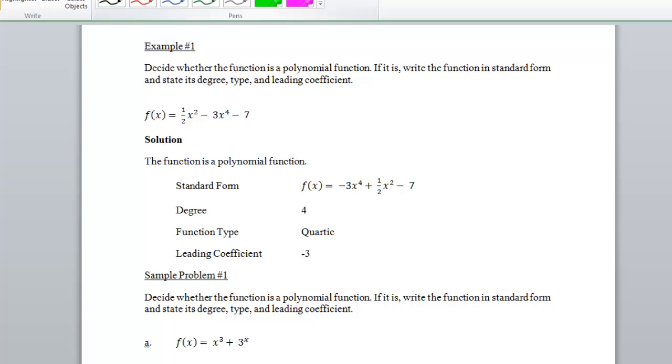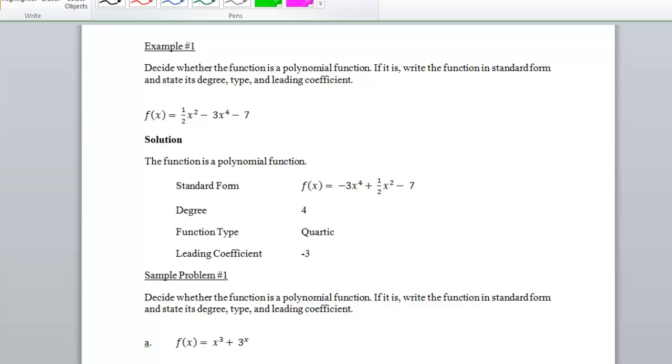So we'll start this video taking a look at an example of polynomial functions. In these problems we're going to be asking you to identify whether you're dealing with a polynomial function, put it in standard form, and then identify a number of the parts. You can look at example number 1 and you can see that we have a series of exponents.